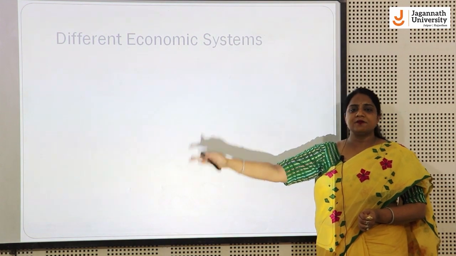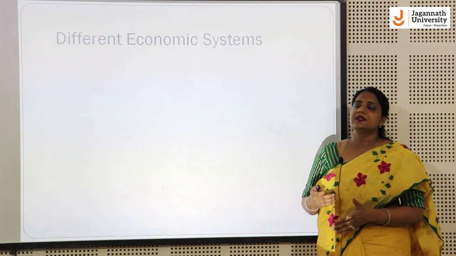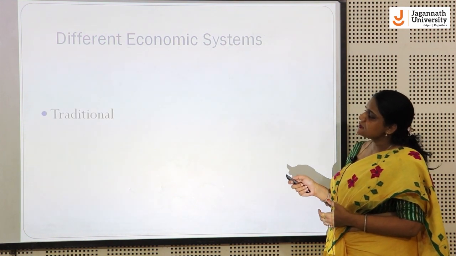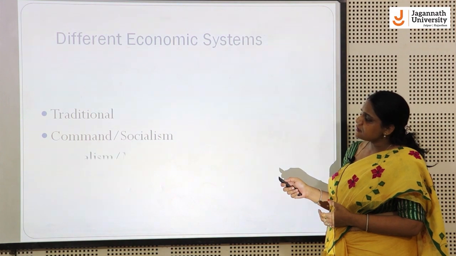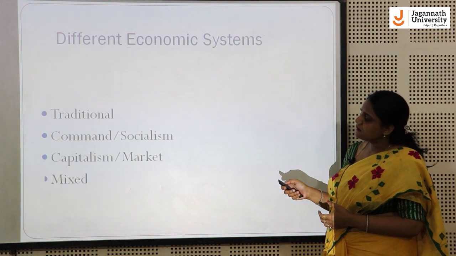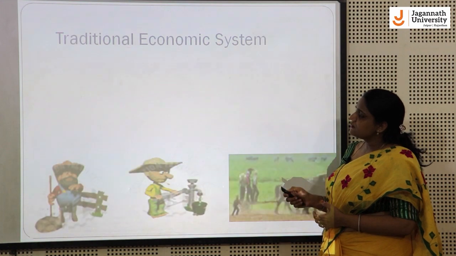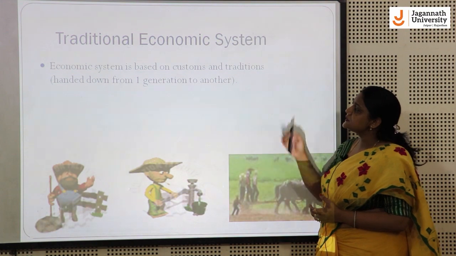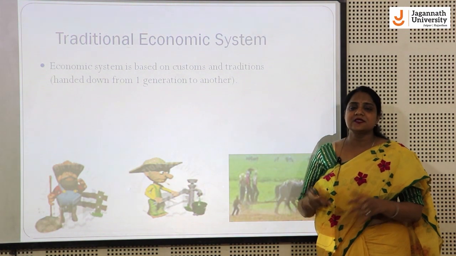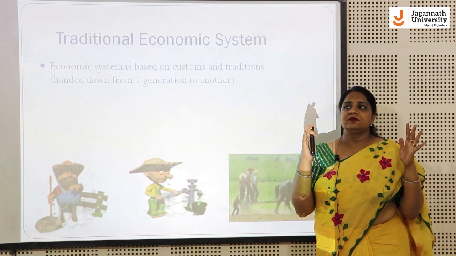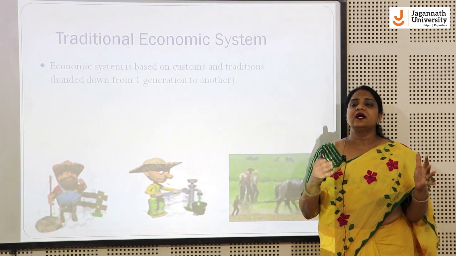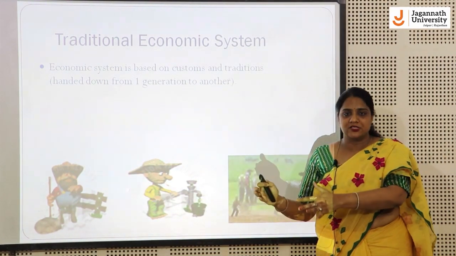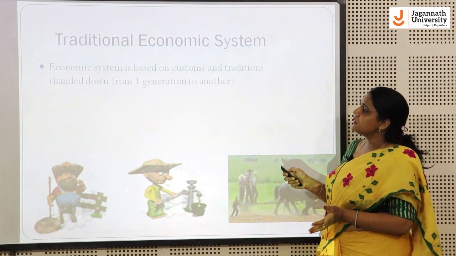On the basis of these three basic economic problems, we will try to understand the different economic systems. So, traditional economic system, command economic system, capitalist economic system and mixed economic system. First, we will try to understand the traditional economic system. As the word suggests, traditional economic system is based on customs and traditions, means the knowledge, the ownership and the usage of the resources is being transferred from one generation to another generation. This is basically a traditional economic system.